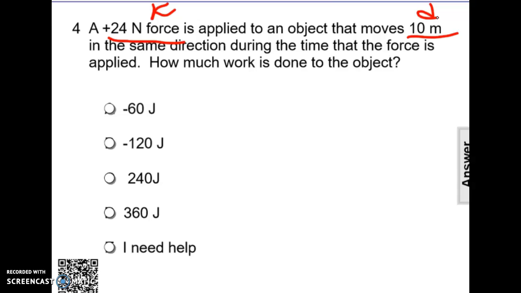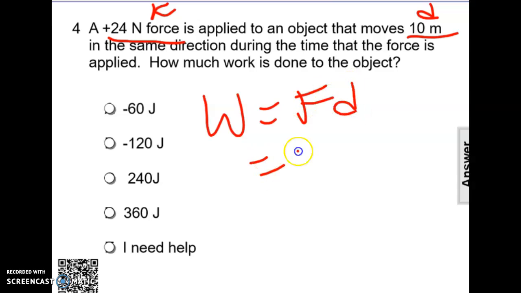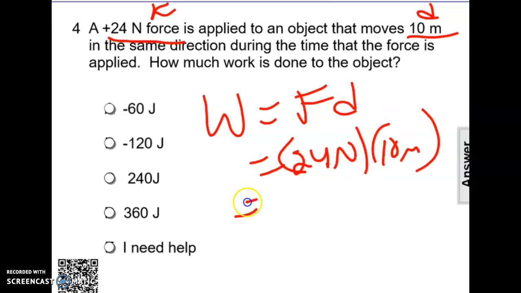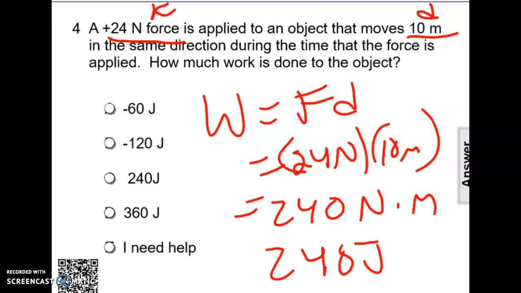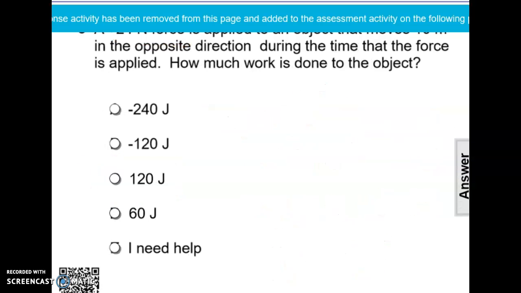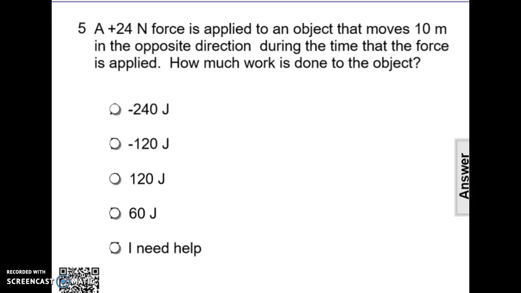Notice it's positive 24. Work equals force times distance, which is equal to 24 newtons times 10 meters, gives me 240 newton meters, or 240 joules. So this response right here is correct. Let's keep moving forward to the next problem here, and we can go ahead and get rid of that.